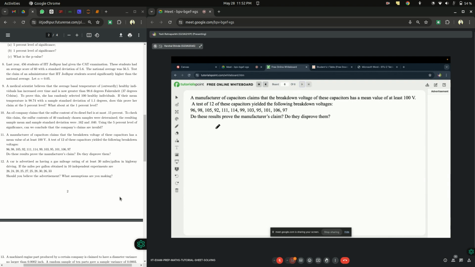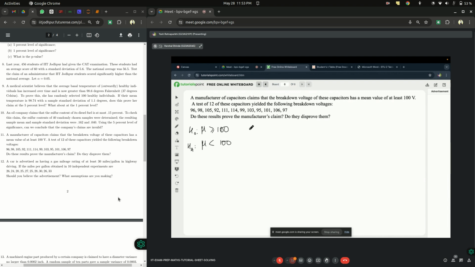11th question, quickly guys. It says a manufacturer... Where is my 11th question? Yes, I have it with me. This question is quite strange. It says the manufacturer of the capacitor claims that the breakdown voltage is at least 100. So the null hypothesis is mu greater than or equal to 100, and the alternate is mu less than 100, correct?